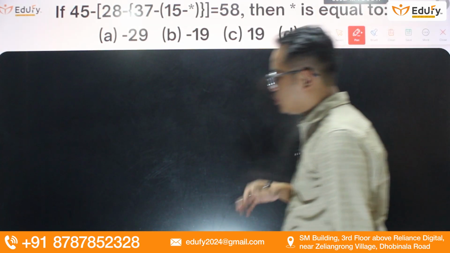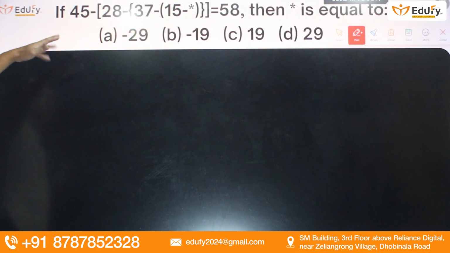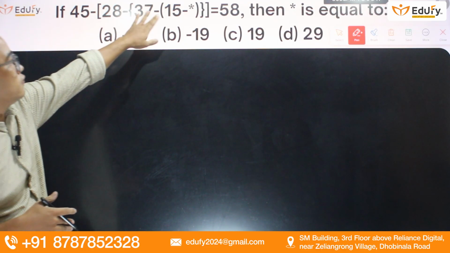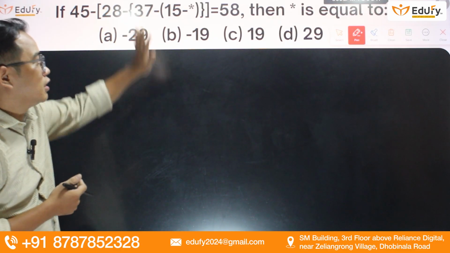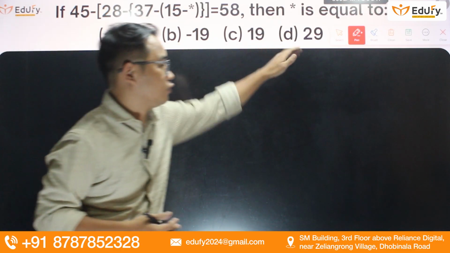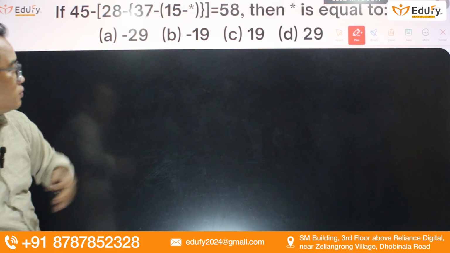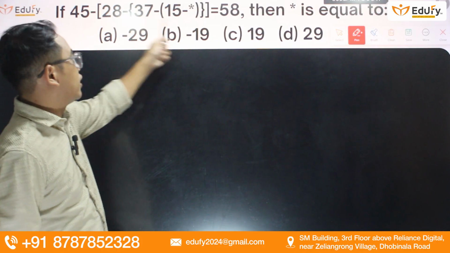Alright, here is another problem. If you look at this problem, we have 45 minus 28 minus 37 minus 15 minus this asterisk, which we can say is the missing number, which I need to find among these four. Now, obviously, one option which you do in the exam is, because we have all the options, we can obviously put them there and test them, and my answer should be 58.